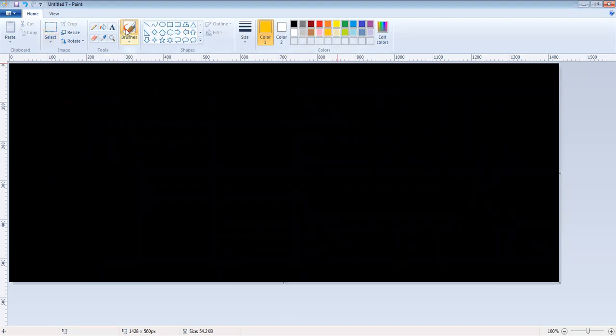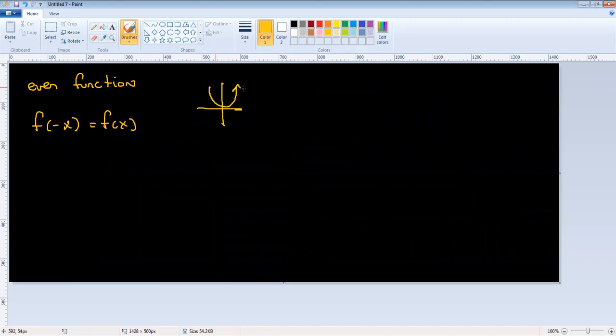Okay, what about this guy right here? Even function. If we have f of negative x equals f of x, that's going to do something like this, right? That means you're plugging in a negative x into here and getting this.